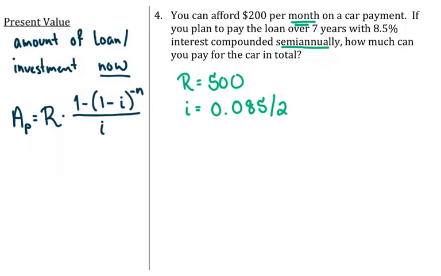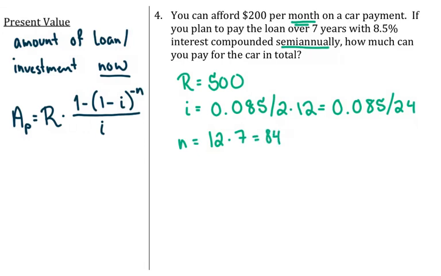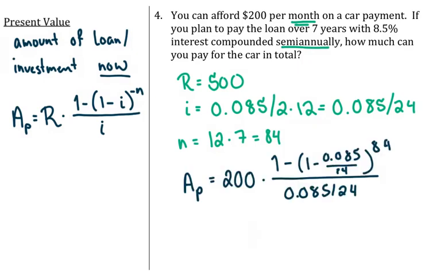So you go over 2 and over 12. So you end up with 0.085 over 24. And then your N, you're making monthly payments for 7 years, so 12 times 7, which is 84 total payments on this car. So we can plug everything into the formula. Sorry, the handwriting gets a little small there.